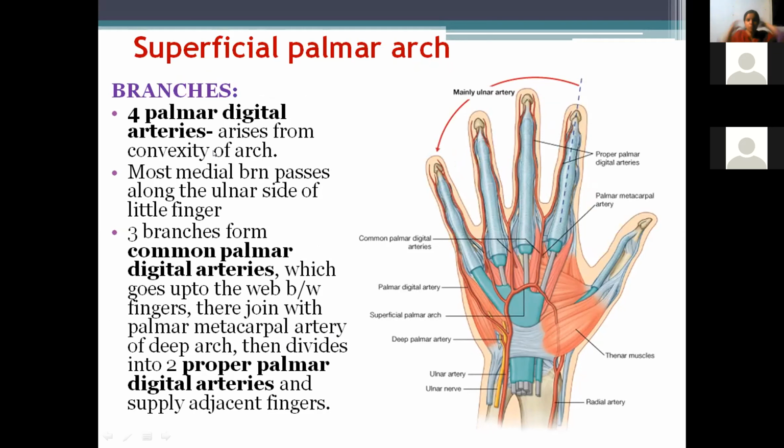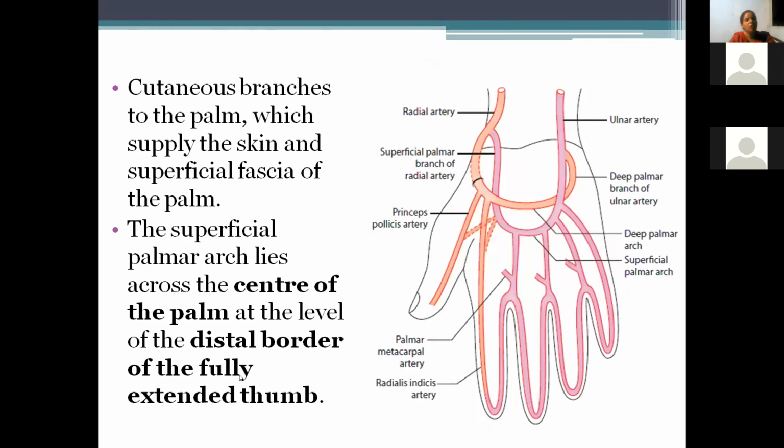Branches are, what are those? Palmar digital arteries: common palmar, proper palmar. Look at the picture, you give your own sentences. One, two, three. These are common palmar. These are proper palmar digital arteries.